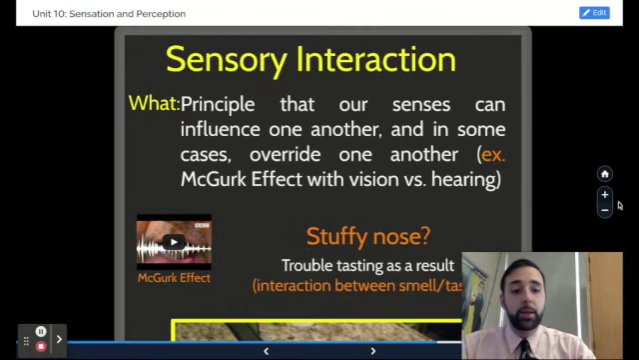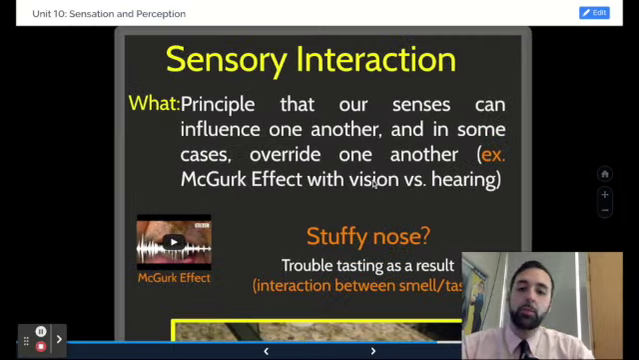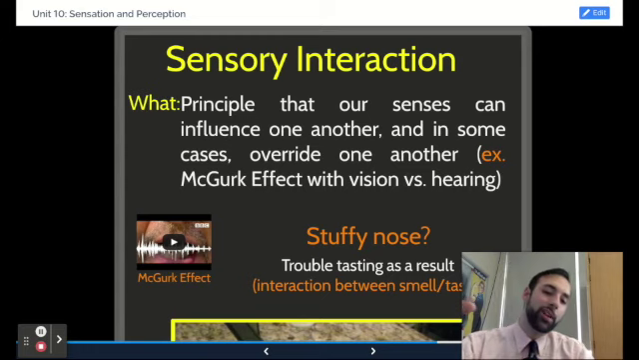The last box to talk about is called sensory interaction, and this term tries to understand why it seems to be the case, and this is very much the case, that one sense seems to influence another sense, and in some cases can even override what another sense is telling you.